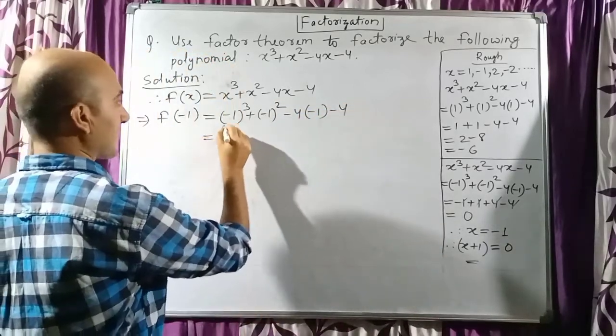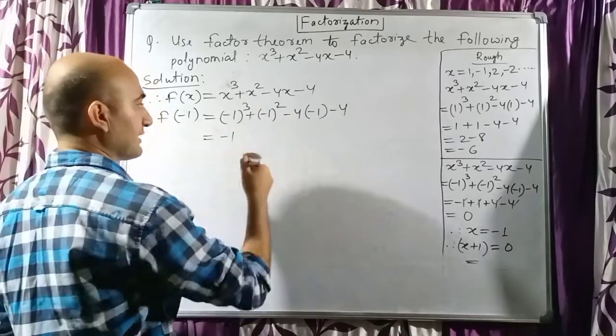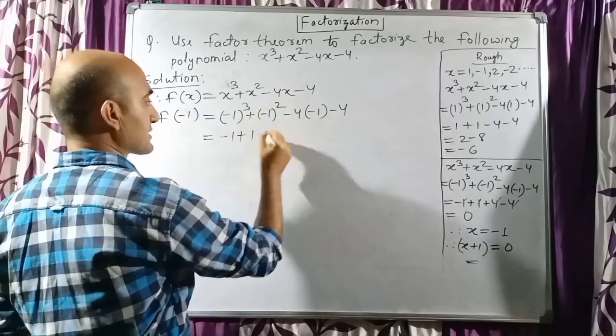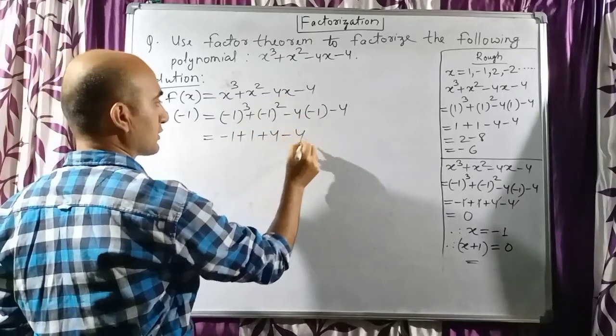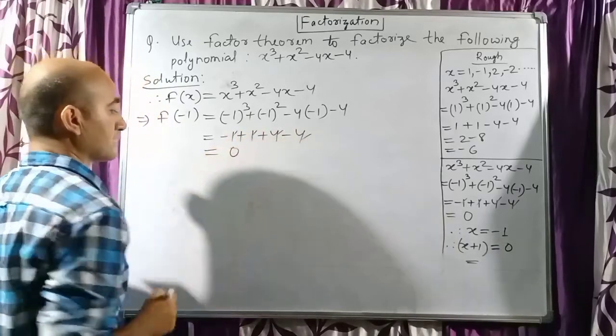Next, (minus 1) cube is minus 1. Minus 1, same thing, I am repeating here. (Minus 1) square is plus 1. Minus into minus is plus 4, minus 4. Minus 4 plus 4, minus 1 plus 1 got cancelled, equal to 0.